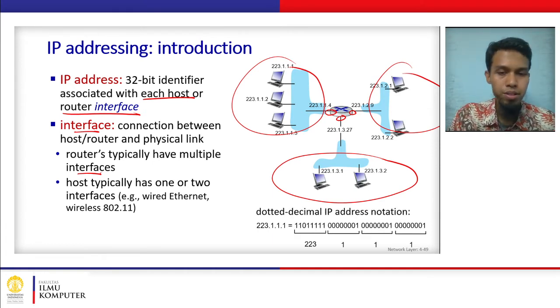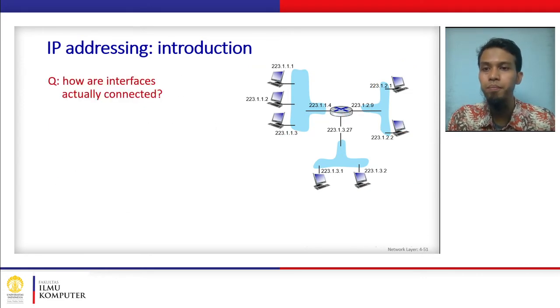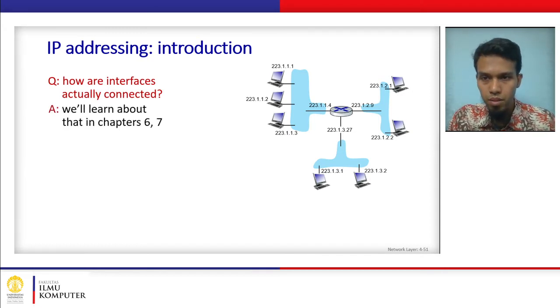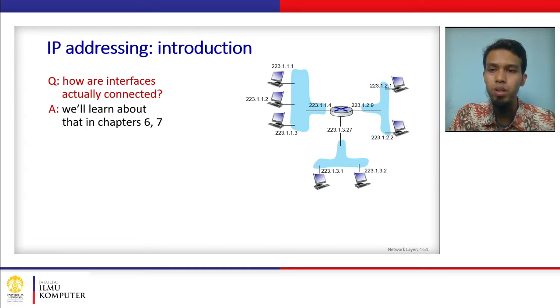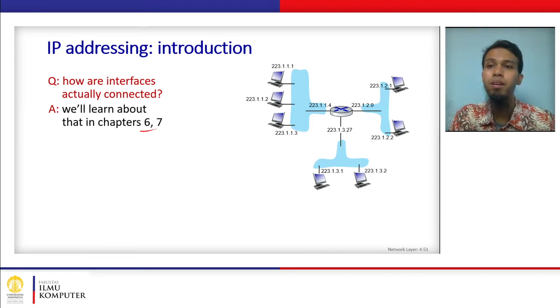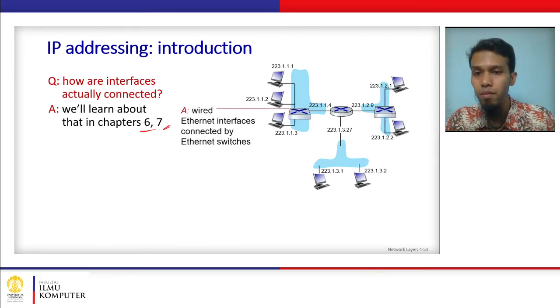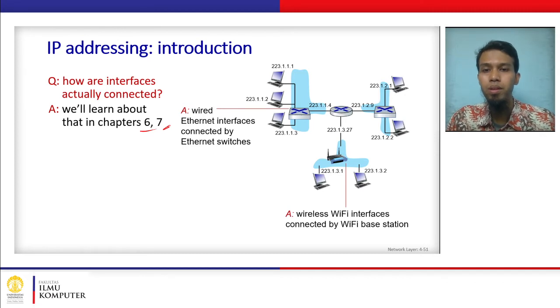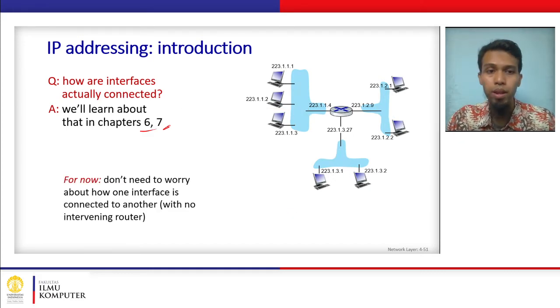We have seen this before, right? So I'm going to skip this. So how are interfaces actually connected? The details about this we'll learn in chapters 6 and 7, because this is related to the link layer protocol. For example, if we use Ethernet, then it's the link layer protocol, and also wireless Wi-Fi, which is also in chapter 7. The Ethernet interface is connected with the Ethernet switches, and the wireless Wi-Fi interface is connected with the Wi-Fi base stations. For now, we are not going to worry about this.